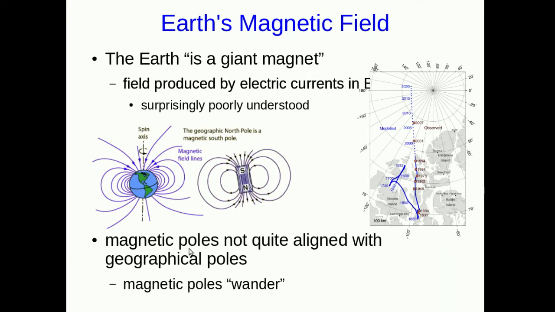Anyway, the magnetic poles are not quite aligned with the geographical poles, and in fact they wander about a little bit. So here's a map showing the location of the north magnetic pole at various years. With electric fields, all the electric fields we've really talked about are three-dimensional. But you can usually draw two-dimensional pictures of them and basically capture the idea of what the field looks like.